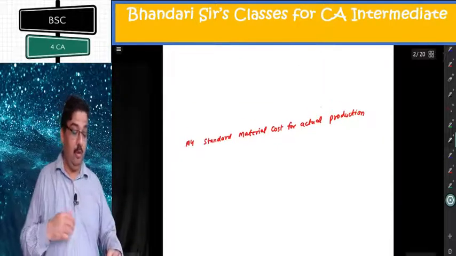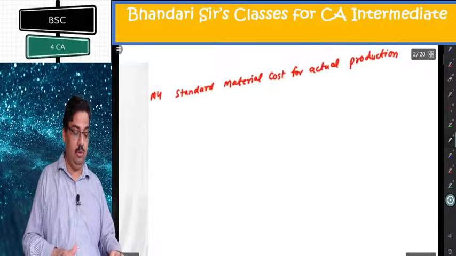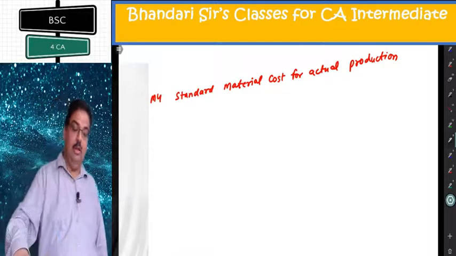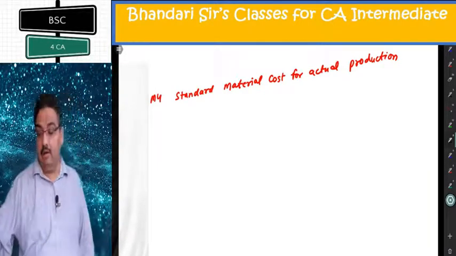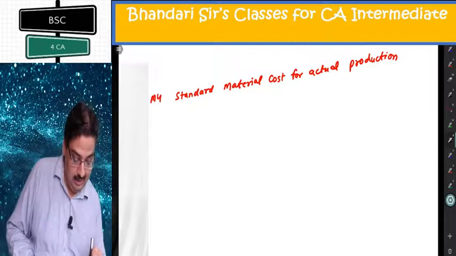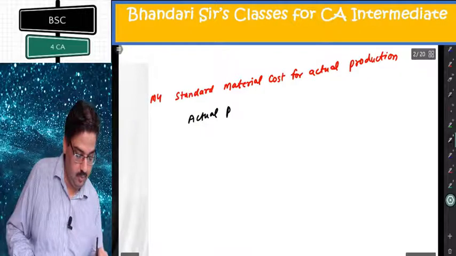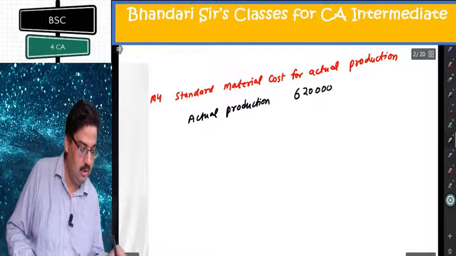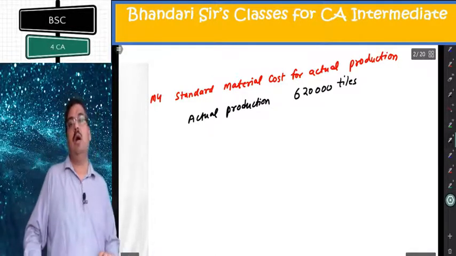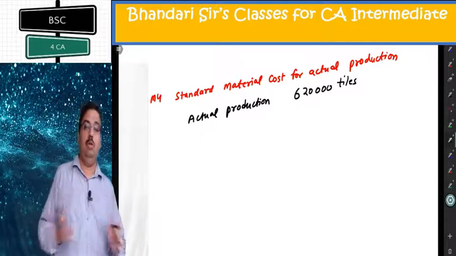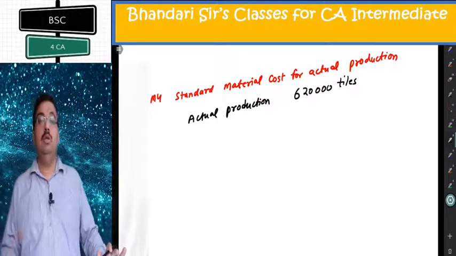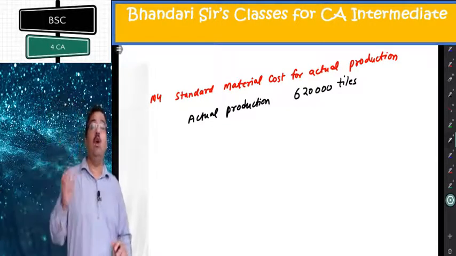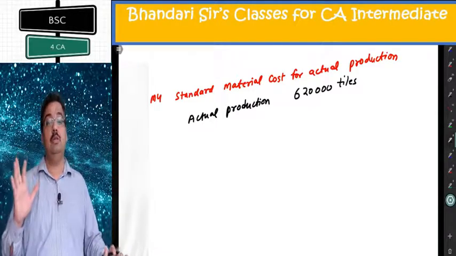Now comes the important point, different point for which we are doing this question. Standard material cost for actual production. You look at the question, in the end, last line below the second table, you are given actual production was 6,20,000 tiles. Are you given any budget for the question? You are not given any budgeted data. You are given for one mix the cost details, but for that also the output is not given in number of tiles.